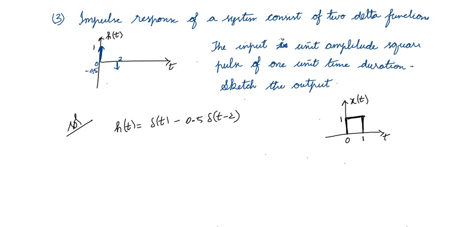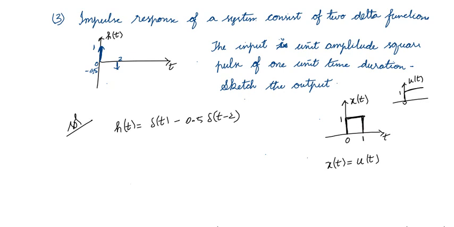Now try to write this again in the form of an expression. How can you write it? If you can recollect, x of t is equal to u of t, a unit step signal. We very well know that from 0 to infinity it is going to be 1. This is u of t. But if we compare here, at 1 it becomes 0.